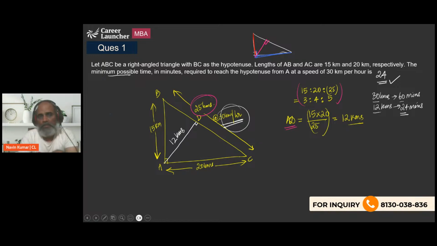For the third one, this is the formula. We know the two heights, right? 15 and 20 are known. We need the third.